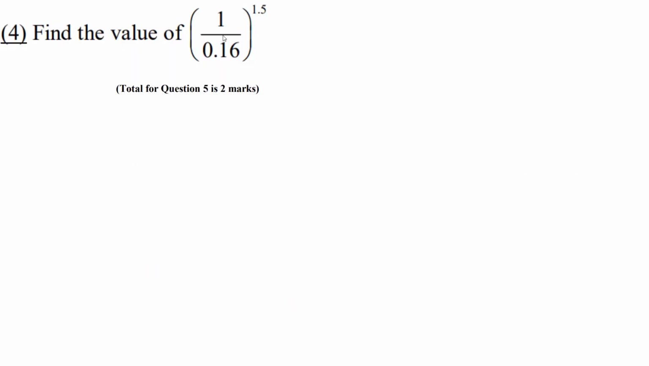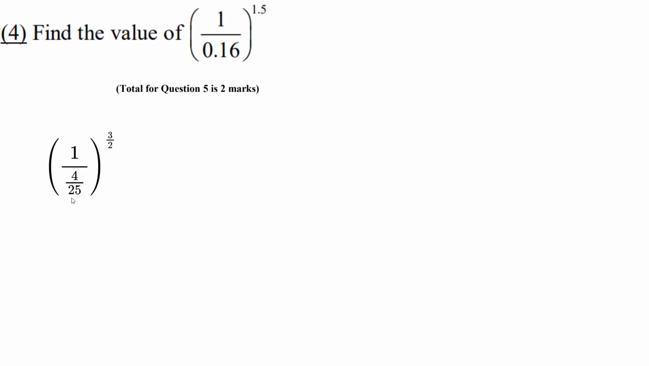Find the value of this. So if you see a question like this, just always turn every decimal you see into a fraction. So 0.16 is the same as saying 16 over 100, which is the same as saying 8 over 50, which is the same as saying 4 over 25. And then 1.5 is 3 over 2. So we have 1 over 4 over 25, all to the power of 3 over 2.